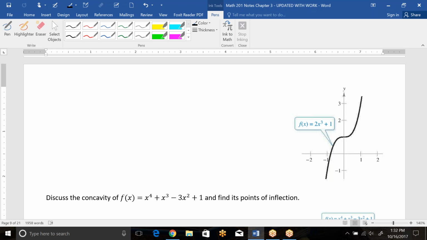So if we don't have a sign change when we do this test for concavity, so if you have 2 pluses back to back or 2 minuses back to back on the second derivative when you plug in, then that means you don't have an inflection point. So all the ones we've seen so far have been inflection points.